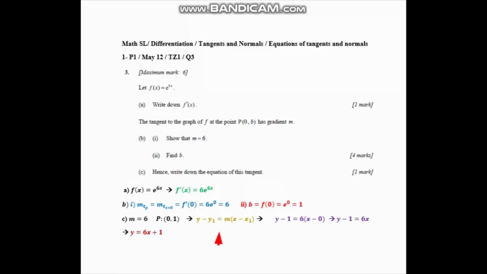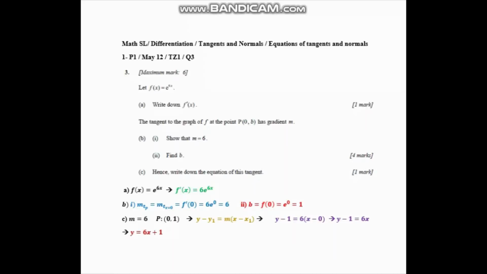So y minus 1, and I got this one from the y coordinate of P, equals 6, and I got the 6 from the slope, times x minus 0, and I got the 0 from the x coordinate of P. So y minus 1 equals 6 times x minus 0.